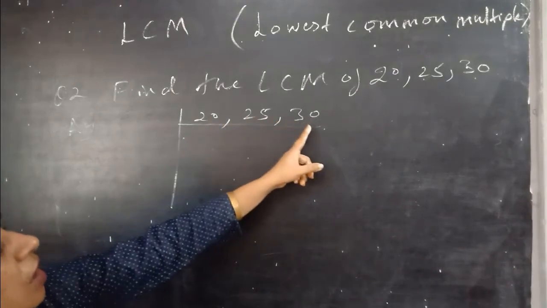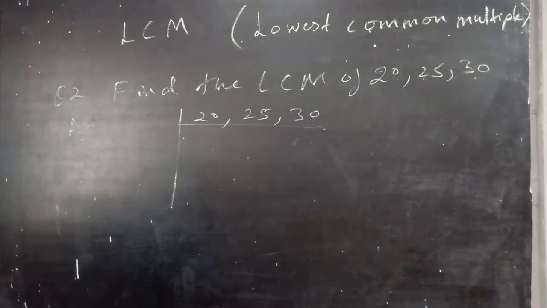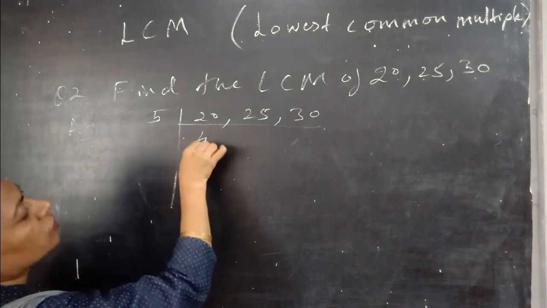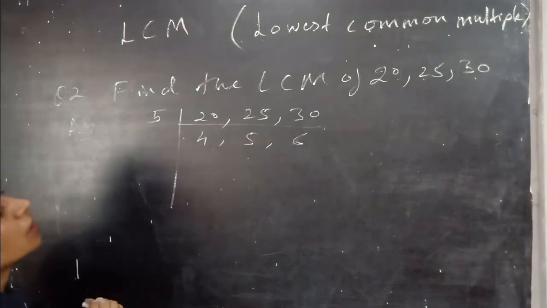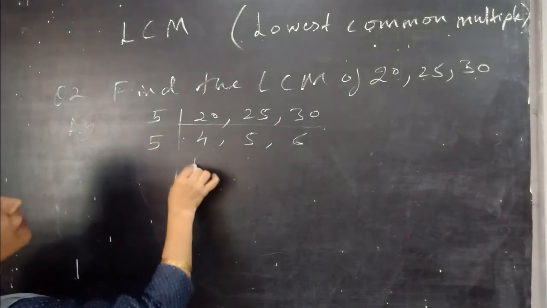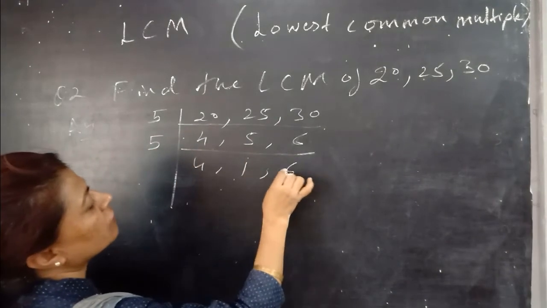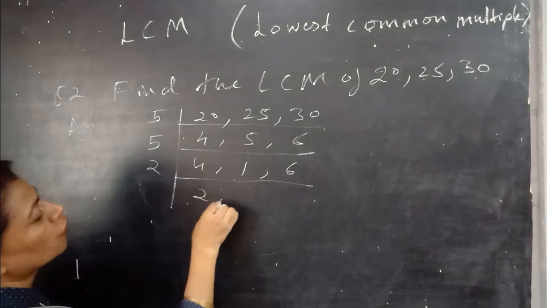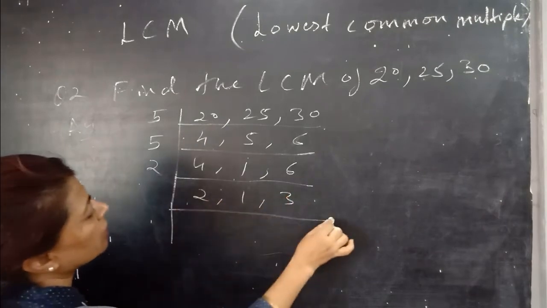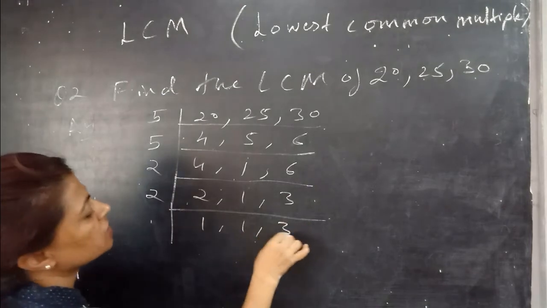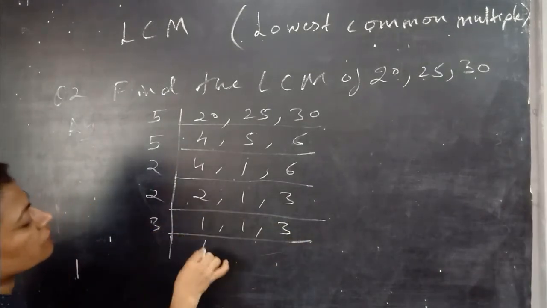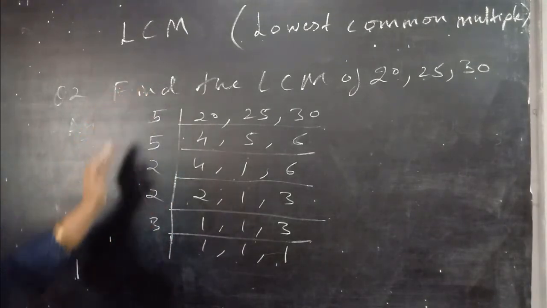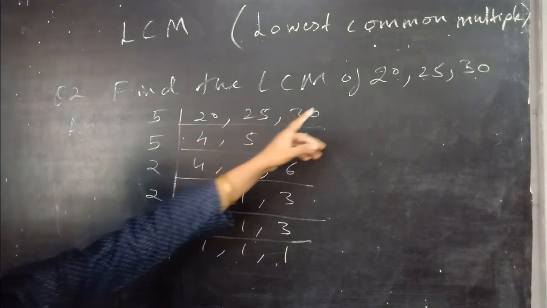We observe that all can be divisible by the table of 5. So I am taking 5, which is a prime number: 5 4 are 20, 5 5 are 25, 5 6 are 30. Now again with the table of 5, 5 can be cancelled. The rest of the numbers you have to write as they are. Now with the table of 2 we can cancel: 2 2 are 4, 2 3 are 6. Again with the table of 2, 2 can be cancelled, 3 is left. Now 3 will be cancelled with the table of 3.